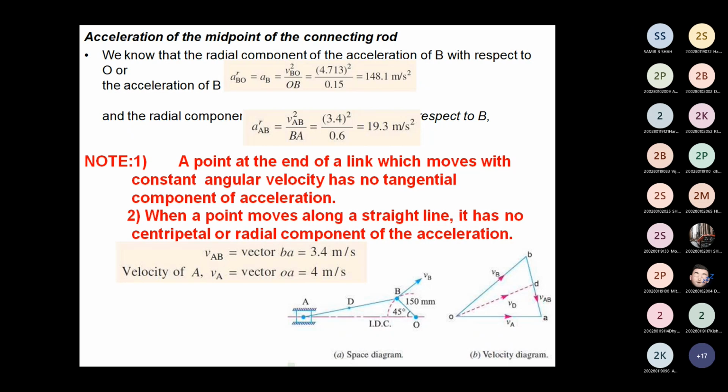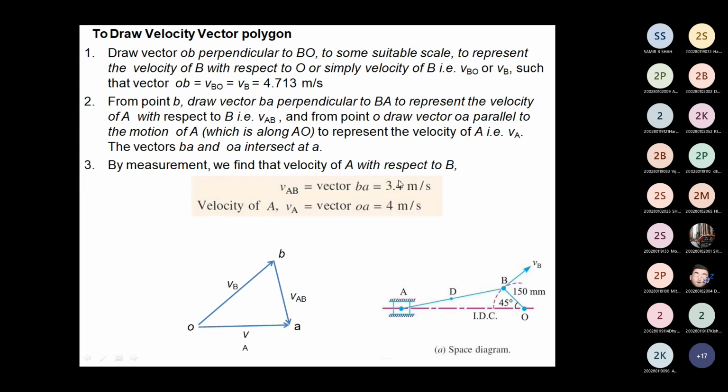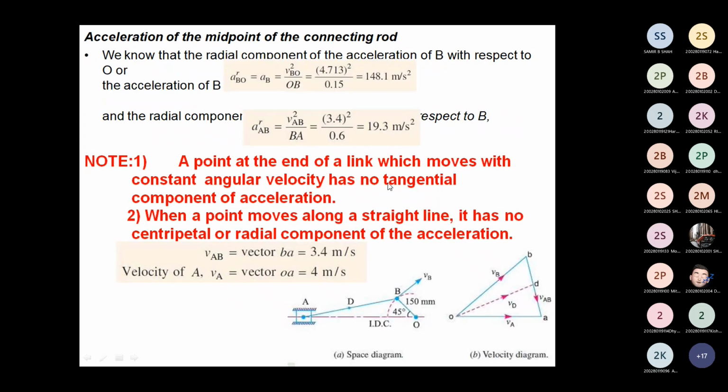In the same way we find it for the other link, that is AB. So the radial part of acceleration of AB is equal to V square AB divided by AB. We know very well that the velocity of AB, which we find from the diagram, is equal to 3.4 meter per second. So 3.4 whole square divided by the AB link length, that is 0.6 meter, we get 19.3 meter per second square. Okay.